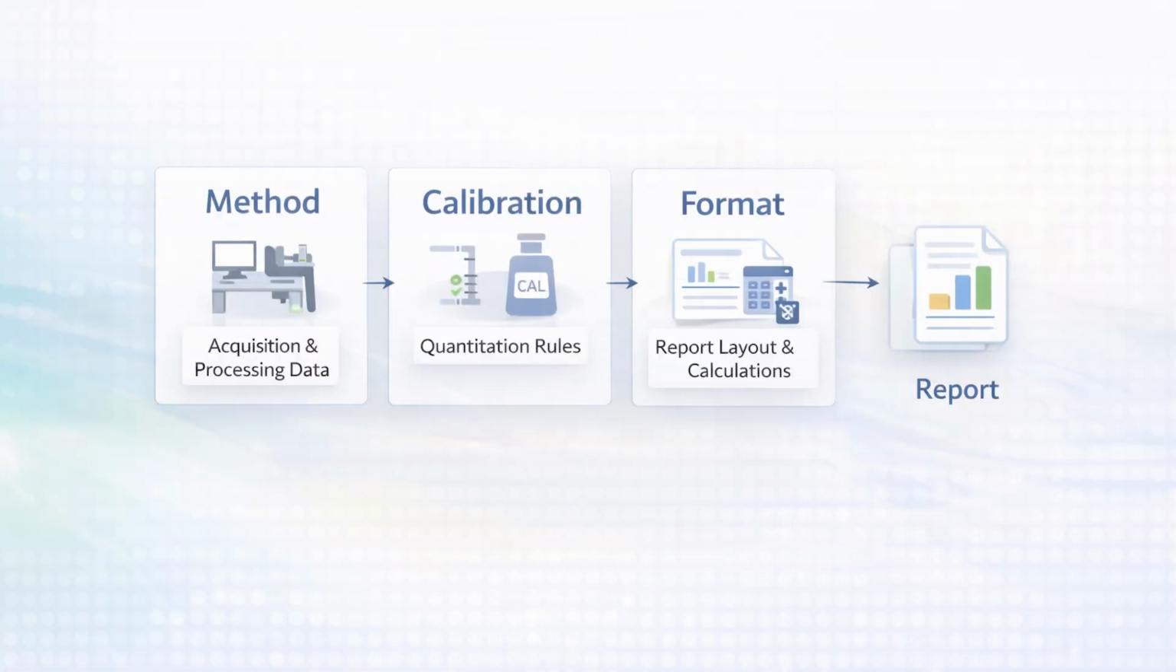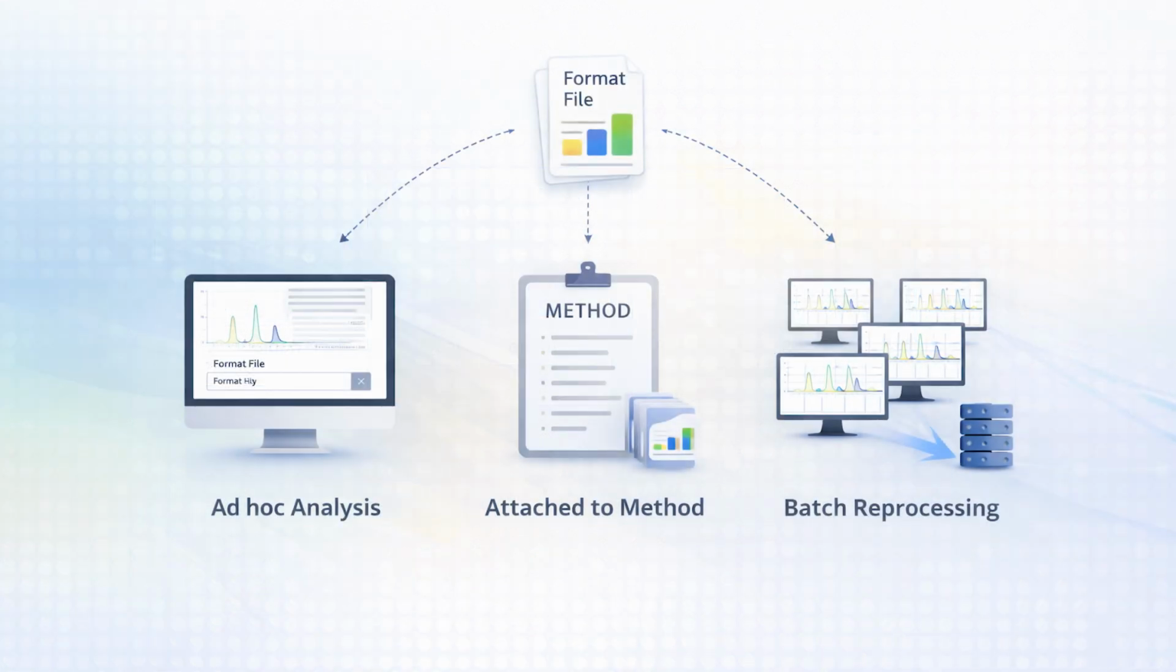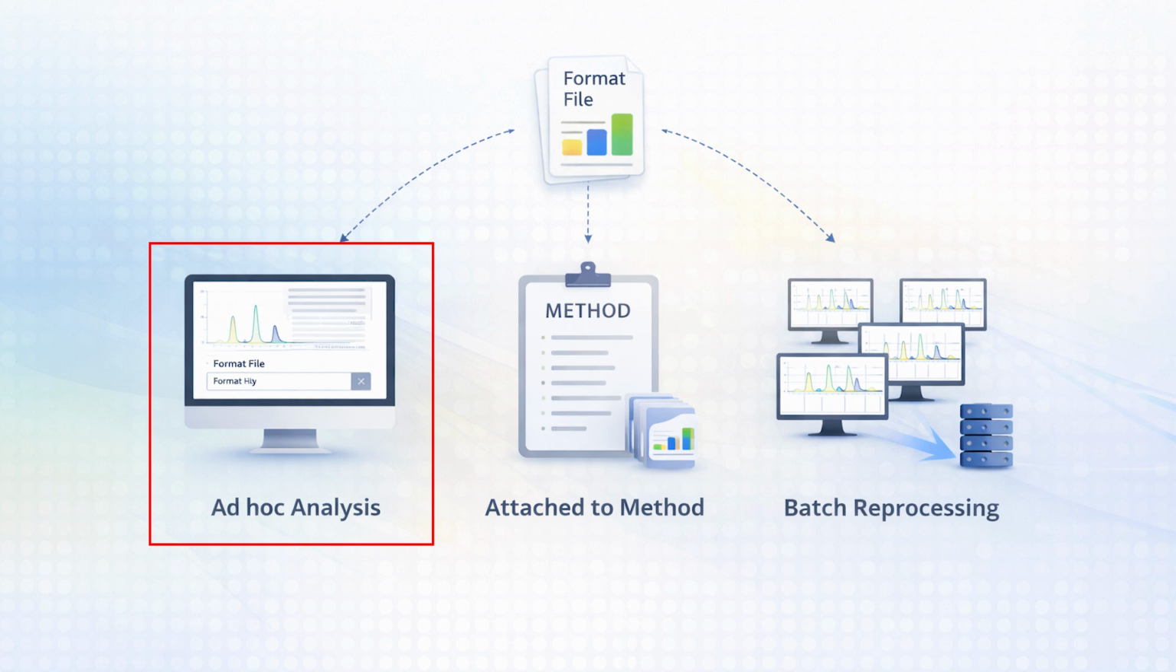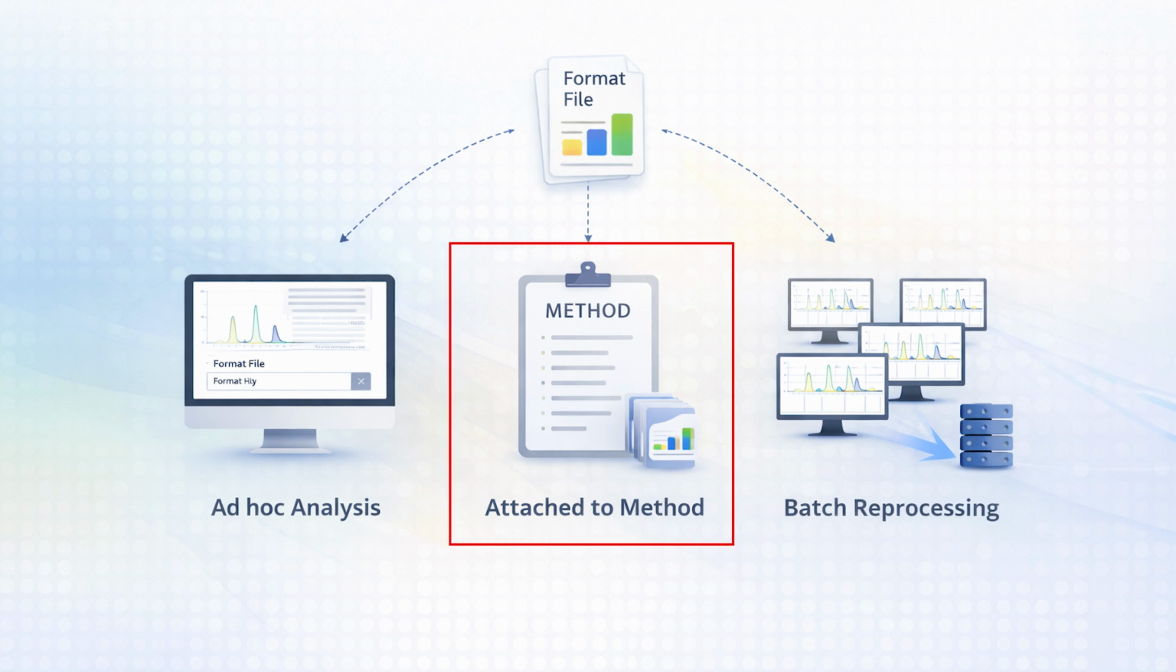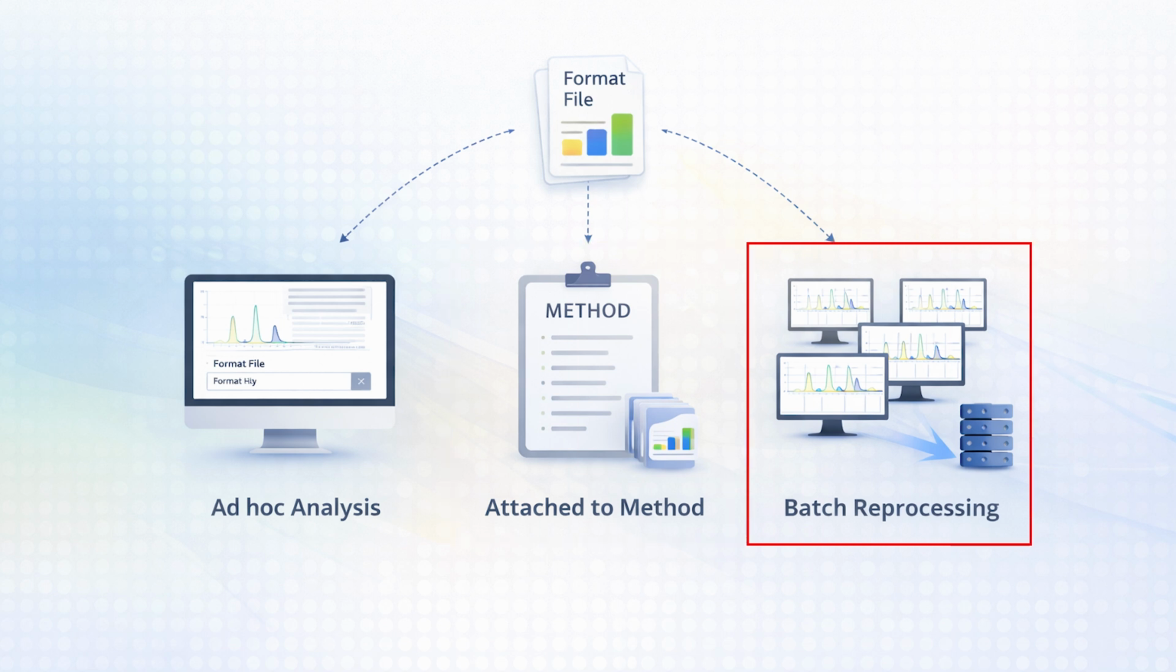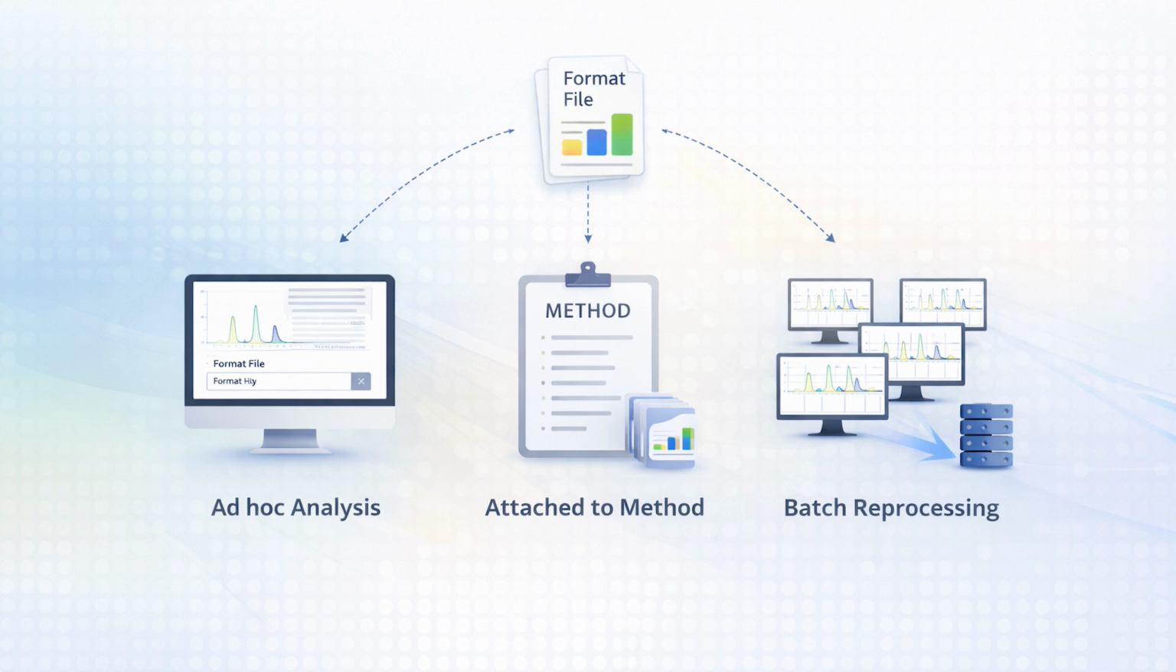Before we look at how this is built, let's briefly cover how reporting works in Chromperfect. Chromperfect uses several file types, including methods, calibration files, and format files. The format file controls the report layout and defines any calculations that appear in the report. Format files are very flexible, and they can be used in three main ways. They can be applied on an ad hoc basis to individual chromatograms during analysis. They can be referenced by a method so that reports are generated automatically at the end of each run. And they can be used with batch reprocessing to generate reports across multiple chromatograms in one operation.